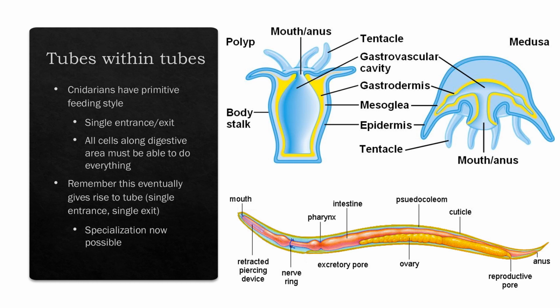You see that the tube, which is now differentiated into parts, is common throughout the animal kingdom, and the parts each do something slightly different. Here's a nematode here below this cnidarian. It has a more complex digestive system.